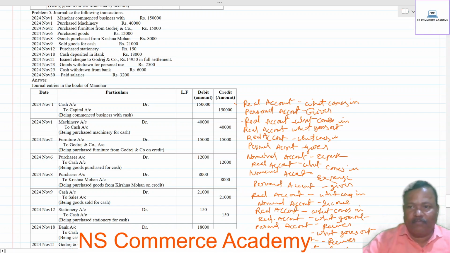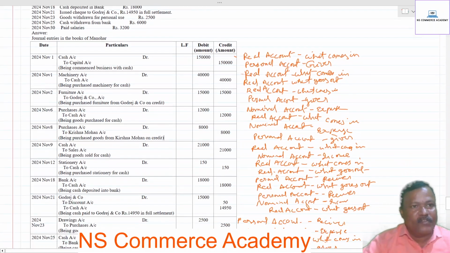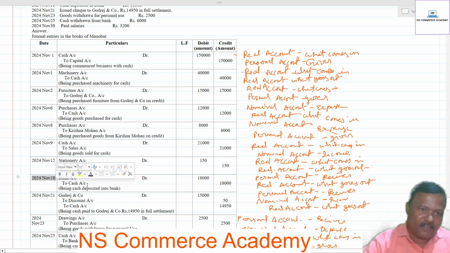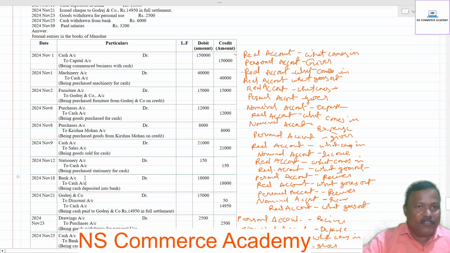Okay. Next, November 18th, cash deposited into bank, rupees 18,000. So write the date in the date column, 2024 November 18th. Okay. Then in the particulars column, we have two accounts, bank account and cash account. Bank account is a personal account and cash account is a real account. Okay. Bank account debit 18,000 to cash account 18,000, being cash deposited to bank.